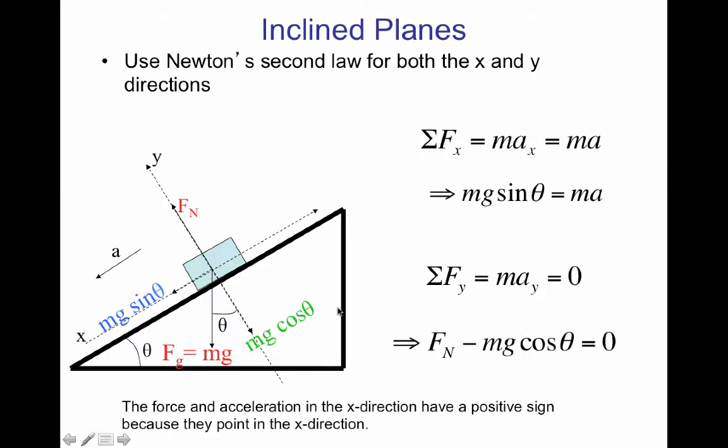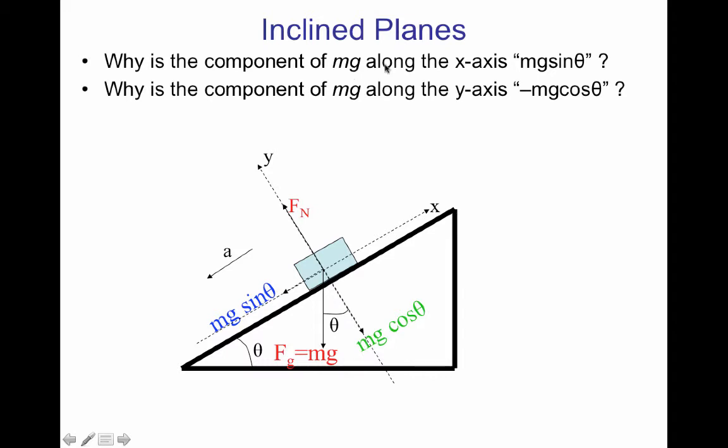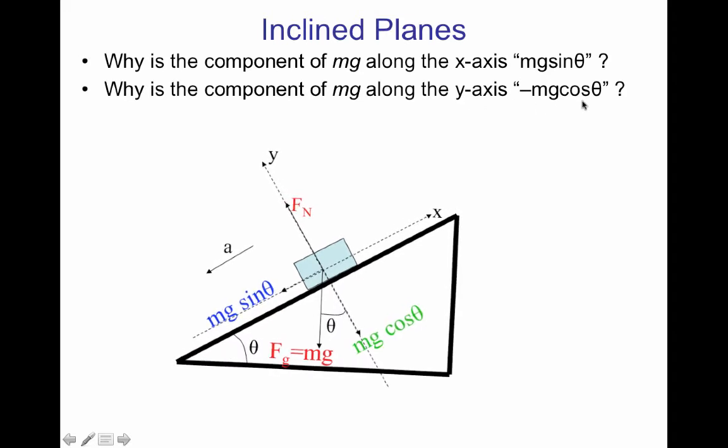Now the question would be, why is the x component mg sine theta, and why is the y component mg cos theta? So we've got this written down. Here's the gravity component in the y direction. Here's the gravity component in the x direction. Anytime we've done a calculation, any x component has always been a cos value, and any y component has always been a sine value. These seem to be flipped. So why is that?